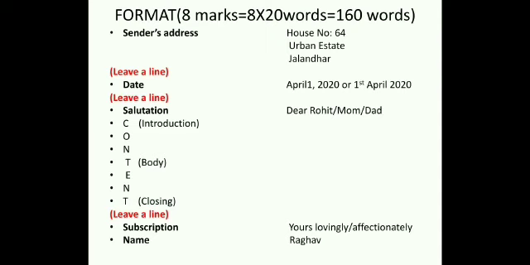After writing the sender's address, you are supposed to leave a line and then you will write the date. You are not supposed to write the word date, but you will be writing the date directly. You can write the date in either of two formats. The first one is the US format, in which you will write the month first and then the date and then the year, separated by a comma. In the British format, you will write the date first and then the month and then the year, and you are not supposed to write any comma here.